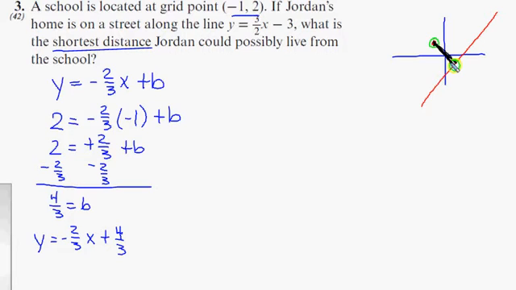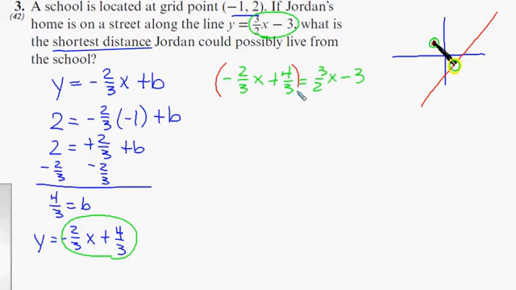Okay? So we want to know what the intersection of these two lines is. And to find that, we're going to set those two equations equal to each other. We're going to set this equation equal to this equation to help us find that coordinate right here. So -2/3 x plus 4/3 equals 3/2 x minus 3. This is going to let us solve for x. I'm going to get rid of all of the fractions by multiplying everything by the least common denominator. My denominators are 3 and 2. The least common multiple of that is 6. So I'm going to multiply everything by 6. It's just going to make my life much, much easier.